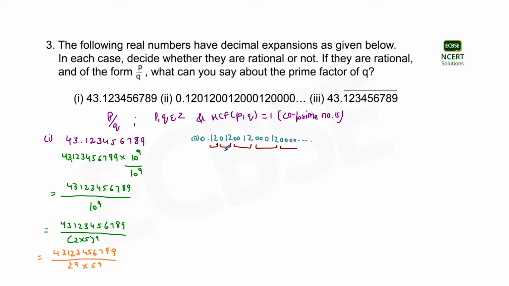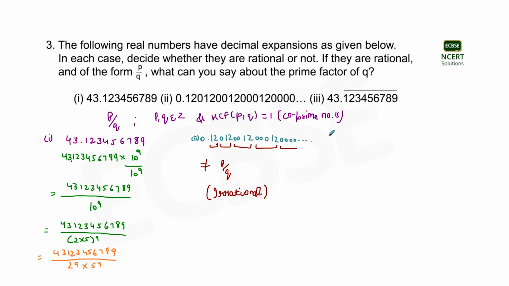So if such a type of number appears, then we cannot write this number in the form P by Q. That is, it is not possible to represent such a decimal expansion in the form P by Q, which is a necessary condition for the number to be rational. So this number will be an irrational number. Got it? As we cannot represent it in the form P by Q, which is one of the necessary conditions for the number to be a rational number.